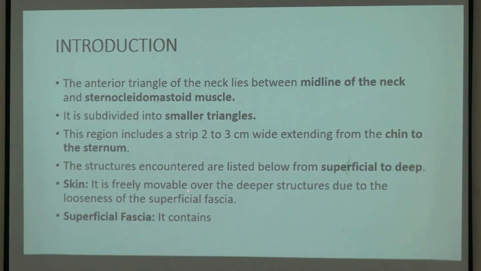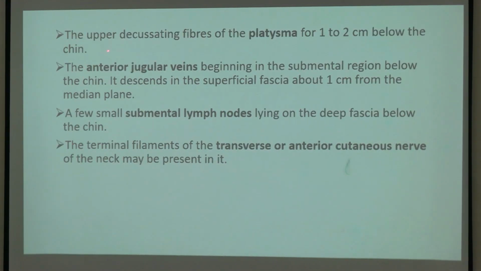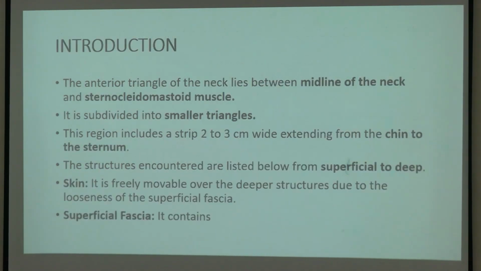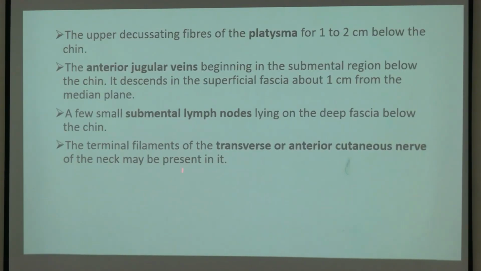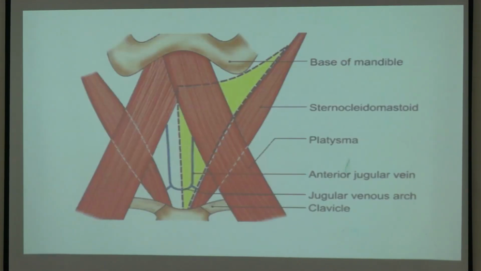Skin, it is freely movable over the deeper structures due to the looseness of the superficial fascia. Then we have superficial fascia. It contains the upper part, that is the platysma, and next we have anterior jugular vein, submental lymph node and transverse or anterior cutaneous nerve. Remember, in the superficial fascia we have platysma, anterior jugular vein, submental lymph node and anterior cutaneous nerve. These are the important structures.